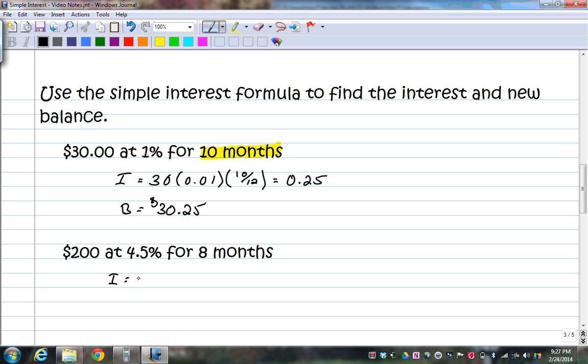Okay, here the interest is equal to 200 times the percent as a decimal, 0.45, times time in years. It's given in months, so it's 8/12.